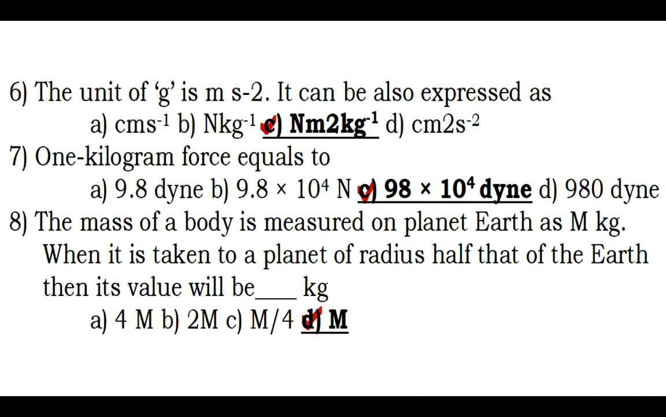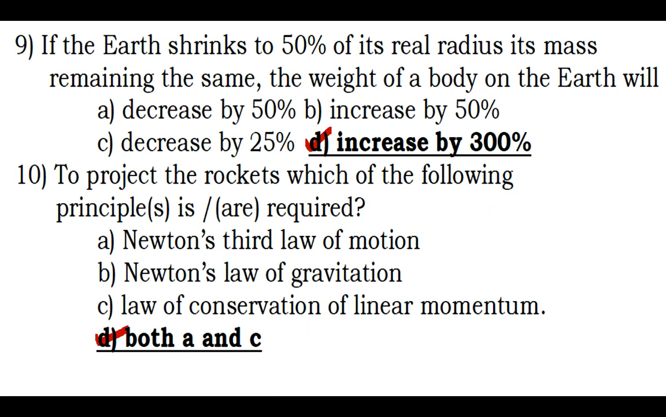Question number 8. The mass of a body is measured on planet Earth as capital M kilogram. When it is taken to a planet of radius half that of the Earth, then its value will be dash kilogram. Option D, capital M, that is the same. Question number 9. If the Earth shrinks to 50% of its real radius, its mass remaining the same, the weight of a body on the Earth will be option D, increased by 300%.